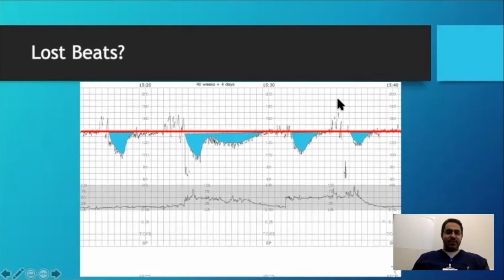Because in this episode of time, it has lost 50 beats, while in this episode of time, it lost 30 beats, and in this episode of time, it lost 30 beats. So to the machine, these are both the same. Okay? Be very, very careful of that. Okay. So the less than 20, more than 20 beats makes a difference when we're talking about shallow decelerations.